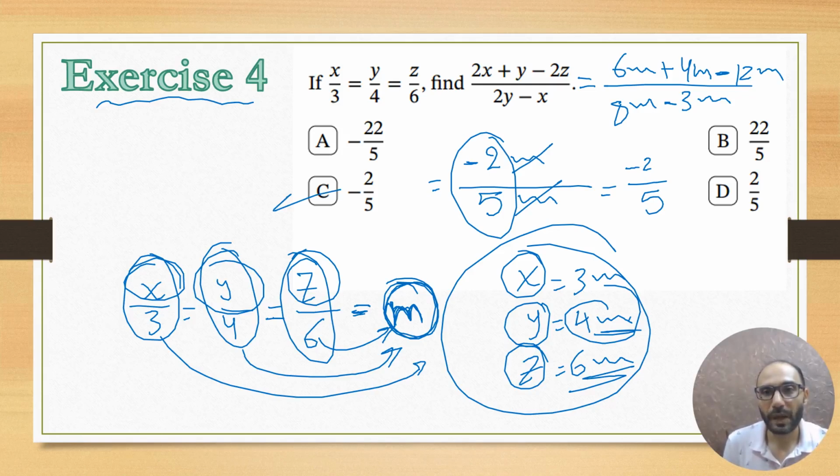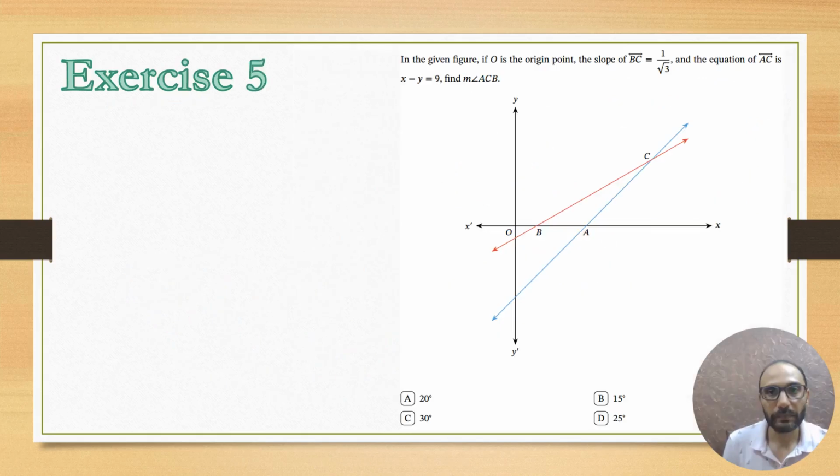Okay? Let's see the next question. Here, in the given figure, O is the origin point of an orthogonal coordinate plane, and the slope of BC, this red straight line, the slope of BC is 1 over root 3. You know that any straight line has a slope.